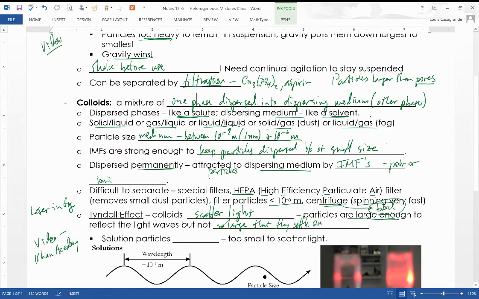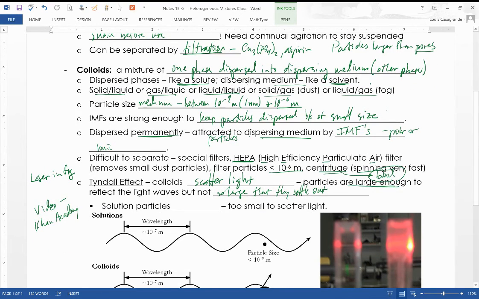Because if they settle out, then they're not going to reflect the light. In fact, picture trying to shine light through a piece of mud or a piece of dirt. You can't do it because it's a solid. So you're trying to get light through a solid.